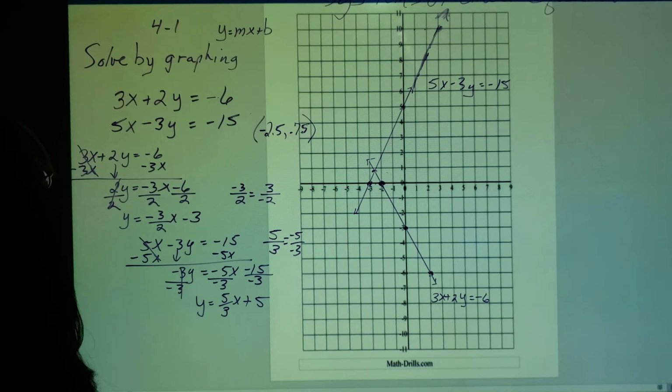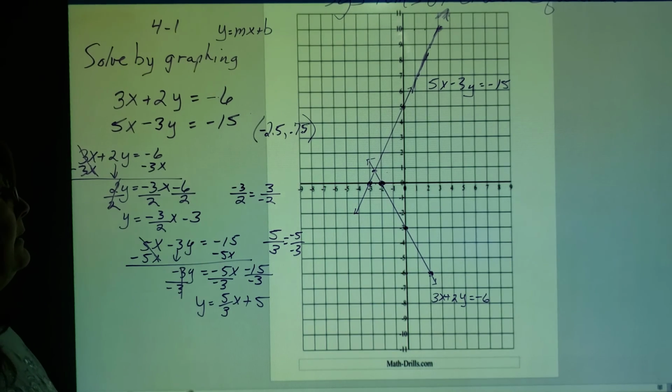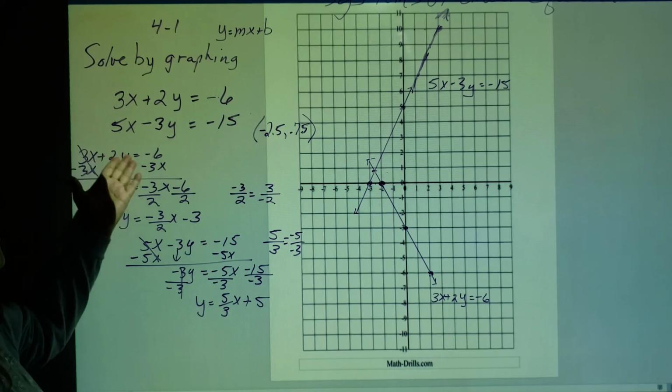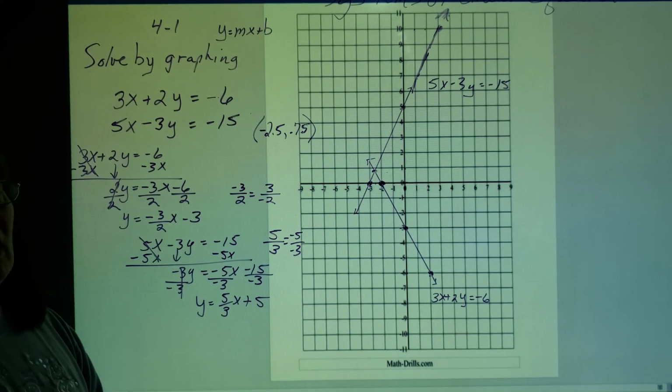Right? So again, you may use the standard form of the equation where you find the x and y intercepts and graph that way, or you may use the slope-intercept form and graph the two lines that way.